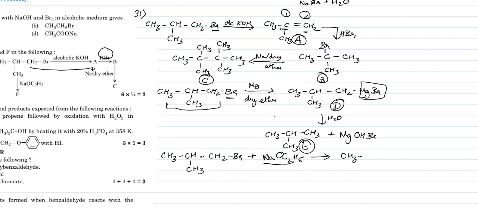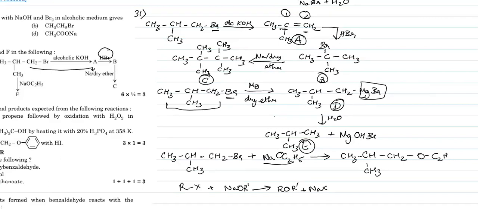So let's just say RX plus NaOR' is going to give us ROR' plus NaX. And this is the nucleophilic substitution reaction. So CH3, CH, CH3, CH2 is going to form a bond with the oxygen atom that's here and C2H5. This is the product F. So that's it. That's how we solve question 31.